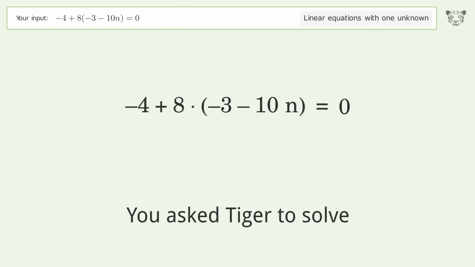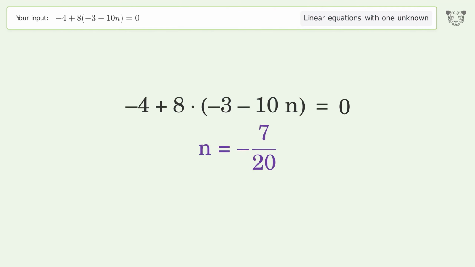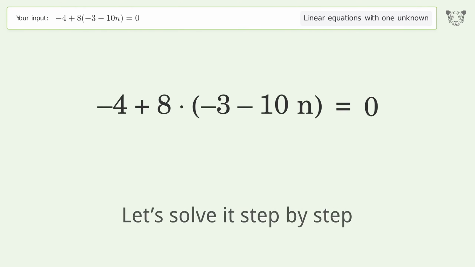You ask Tiger to solve. This deals with linear equations with one unknown. The final result is n equals -7/20. Let's solve it step by step.